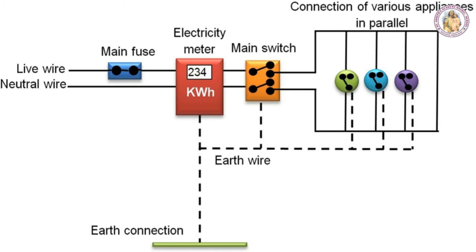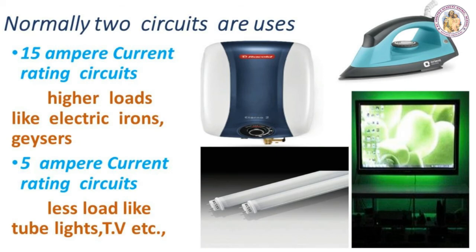After the main switch, these wires are connected to live wires of two separate circuits. These two circuits are 15 ampere current rating circuits and 5 ampere current rating circuits. 15 ampere current rating circuits are used to run electric appliances with a high power rating such as air conditioner, refrigerator, electric iron, geyser.